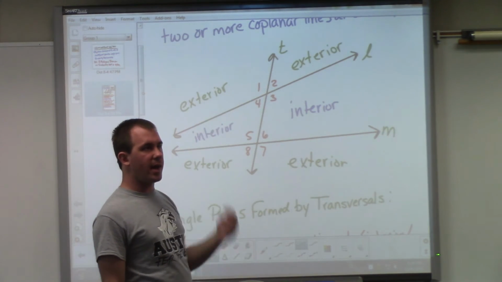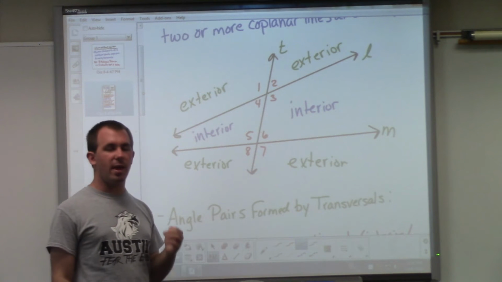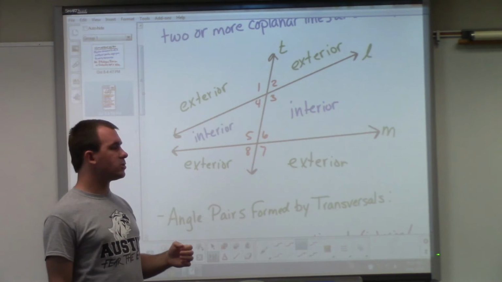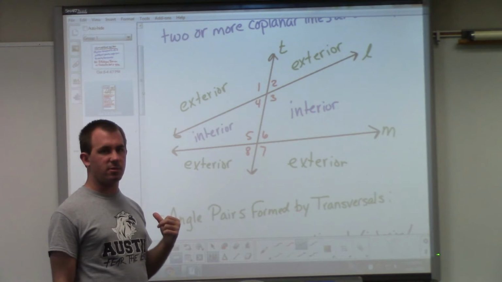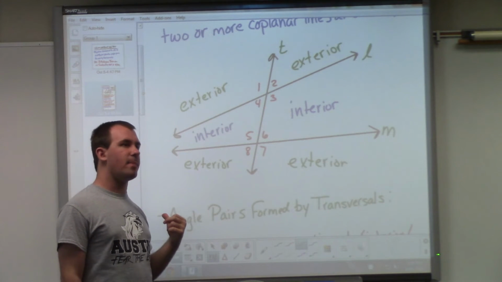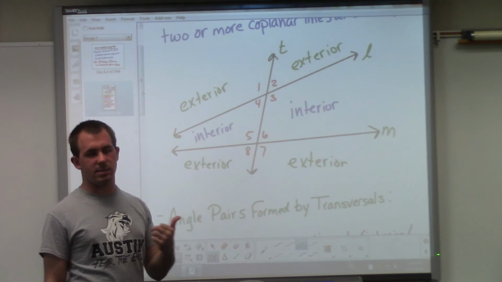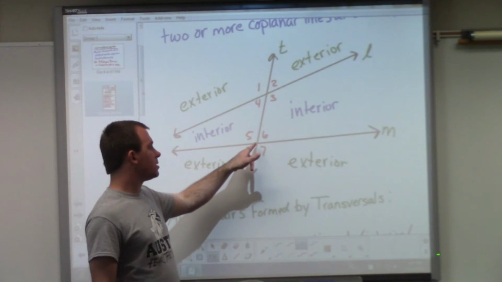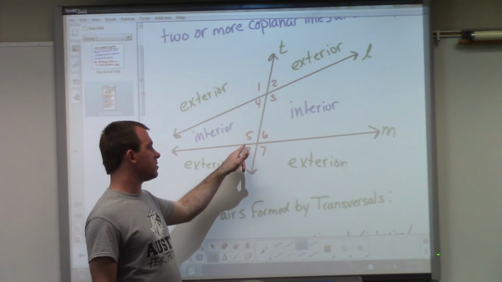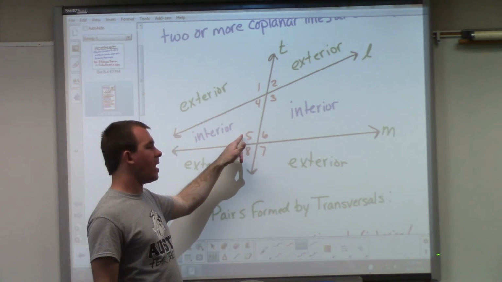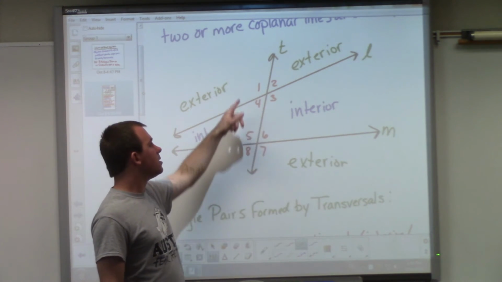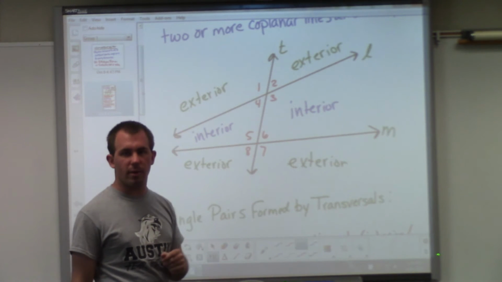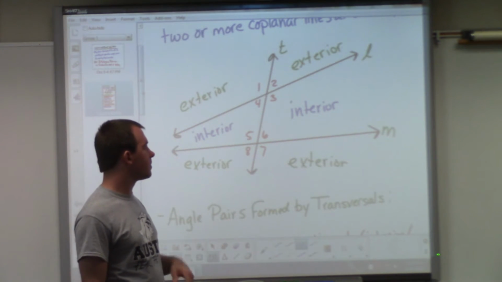So you want to find another angle that is to the left of the transversal and on top of another line that is being cut by the transversal. In this case, we only have line M. So we go to the left of the transversal and then on top of the line, angle 5. So angle 1 and angle 5 are going to be corresponding angles.